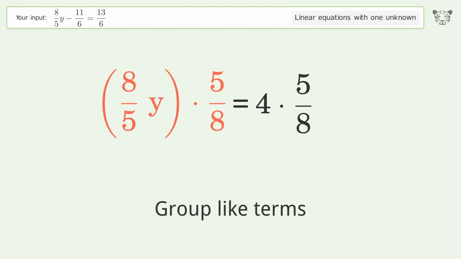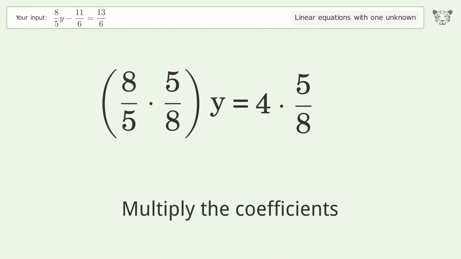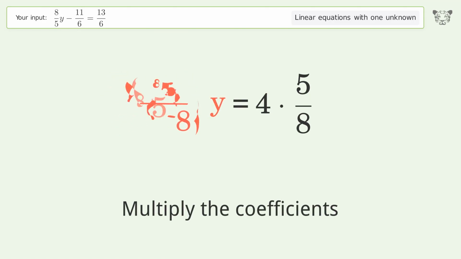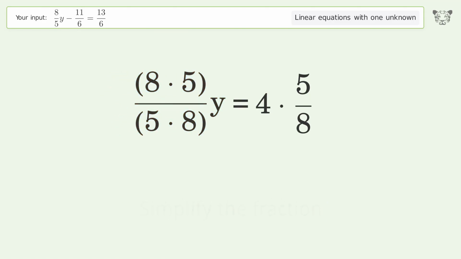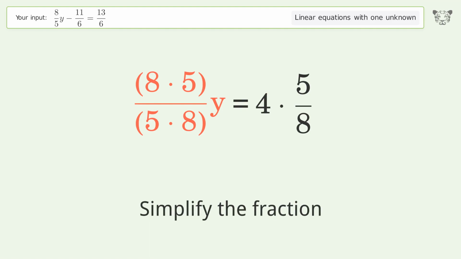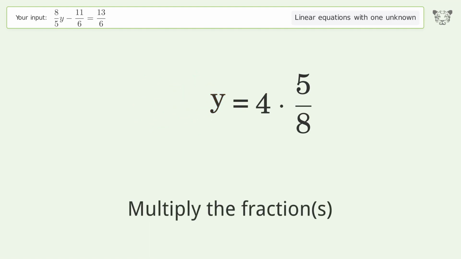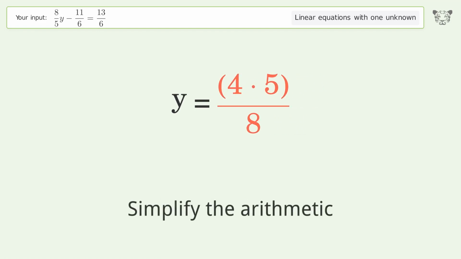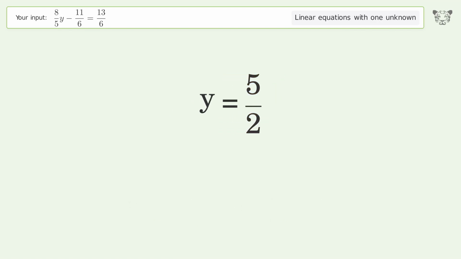Group like terms. Multiply the coefficients. Simplify the fraction. Multiply the fractions. Simplify the arithmetic. And so the final result is y equals 5/2.